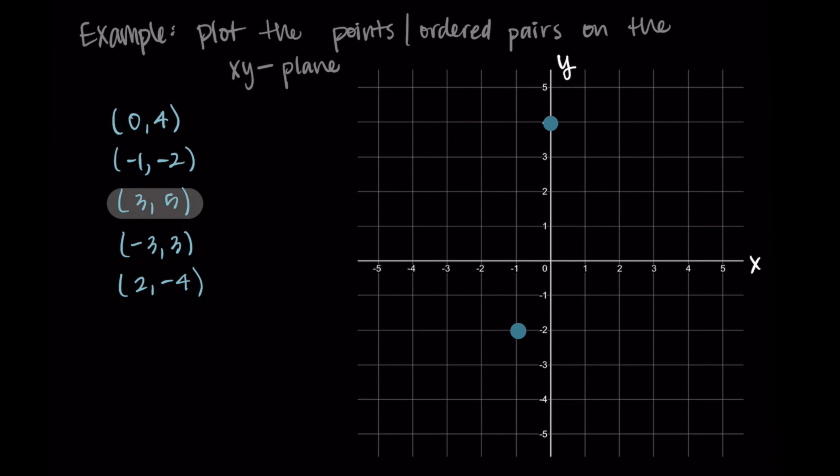Next we have 3, 5. So I'll go 3 on the x, that's to the right by 3, and then 5 on the y, that is up 5. And that's my point, 3, 5. All right, now I have -3, 3. I'll go -3 on the x, that's to the left 3, and then I'll go to 3 on the y, that is up 3. So I'm to the left 3 and then up 3, and that's my point, -3, 3. Then lastly, I have 2, -4, so I go 2 on the x, that's to the right by 2, and then I go to -4 on the y, so that's down by 4. So 2, -4, and that's my final point.